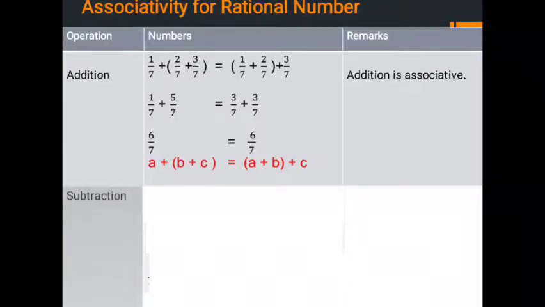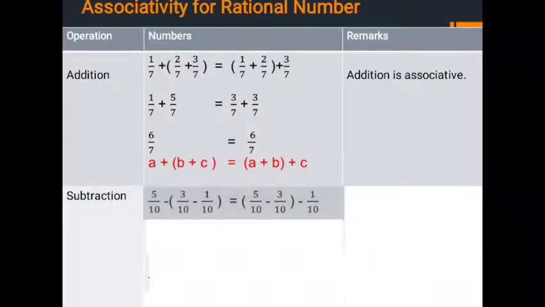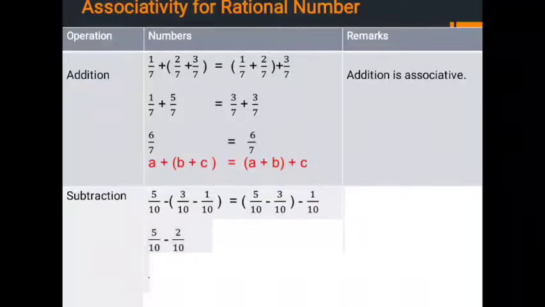Let us now check for subtraction. 5 upon 10 minus (3 upon 10 minus 1 upon 10). Let's check if this will be equal to (5 upon 10 minus 3 upon 10) minus 1 upon 10. So after solving the bracket, 3 minus 1, we have 2 upon 10. So we have the denominators common here. So 5 minus 2 will be 3 upon 10.